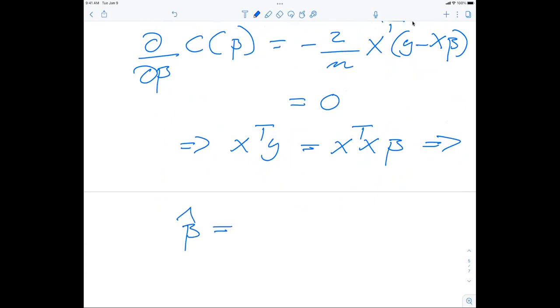is given by the inverse of this matrix multiplied with x transpose and multiplied with y. Y is known and x is known. Everything on the right-hand side are known quantities. And this gives me the optimal parameter beta for that specific model I've chosen.